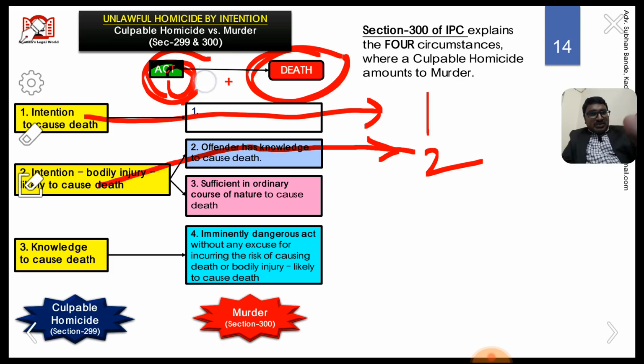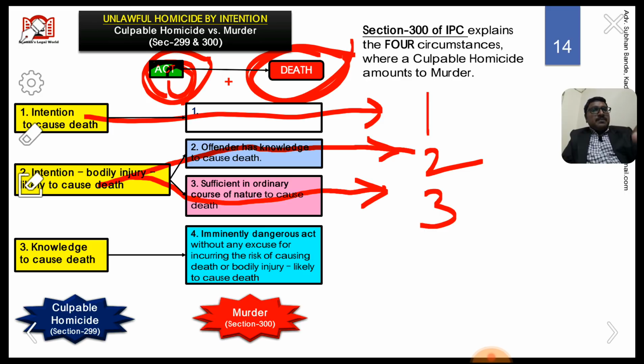The third form is there must be an act that must result in the death of another human being, and the accused has the intention to cause bodily injury that is likely to cause death, and the act is sufficient in the ordinary course of nature to cause the death. This is the third form.